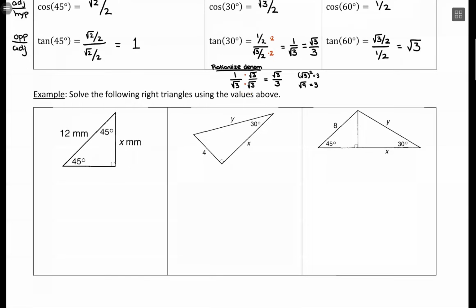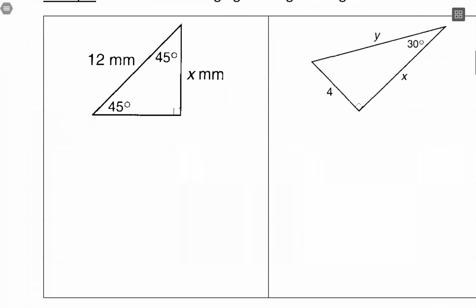So let's look at some examples of solving right triangles. Here we have a 45-45-90 triangle, and I have this side length of 12 millimeters. I'm going to go ahead and solve for this side length of x millimeters. What I want to do is use exact values here. Since we know what happens at 45 degrees, 30 degrees and 60 degrees, we want exact numbers instead of using a calculator. So what I need to do is choose one of the angles. Let's say I'm down here at 45 degrees, which will make this opposite, and that's our hypotenuse.